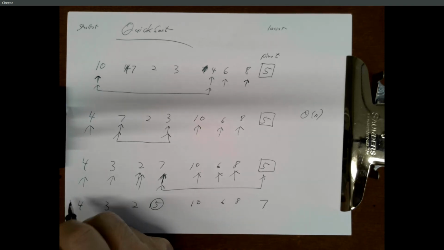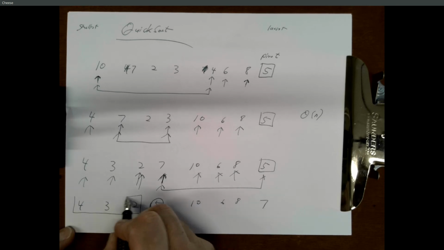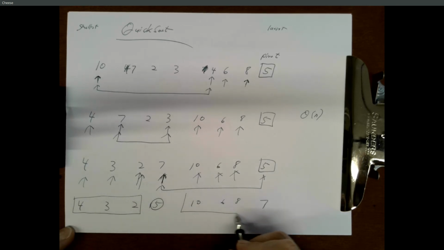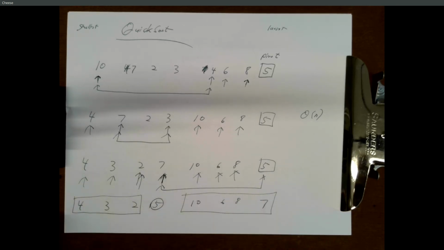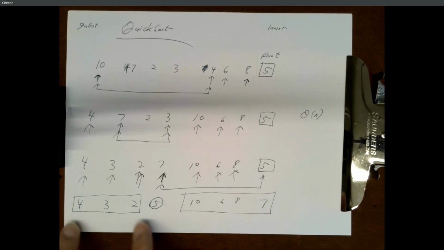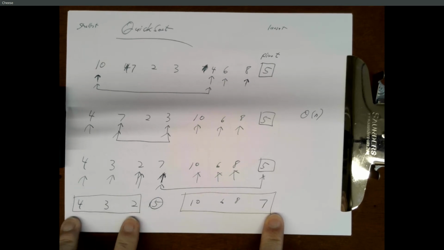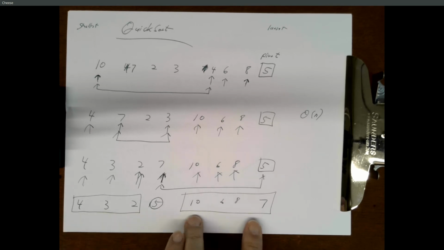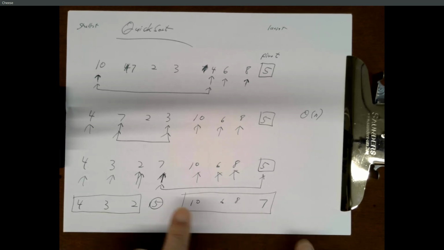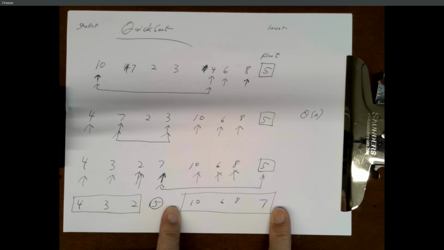Well, since everything over here is less than 5 and everything on this side is bigger than 5, if we somehow now manage to sort this array and manage to sort that array, our entire array will be sorted. Because this will be a sorted list of things less than 5. There's our 5. This will be a sorted list of things bigger than 5, and we're done. So how do we sort this subarray? Use a quicksort.